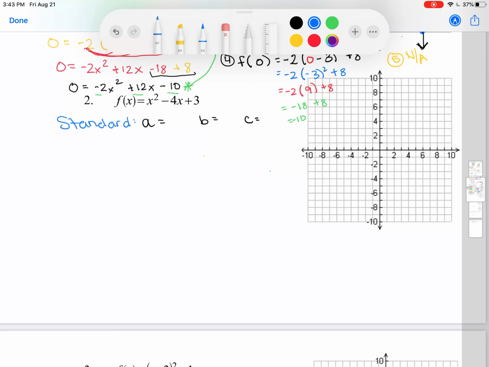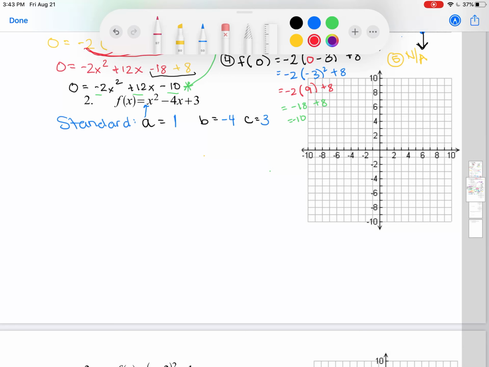With A, B, and C out, let's figure out what those values are. A, again, is the coefficient right in front of your x squared term. In our case, because there's nothing there, it's not 0, it's actually a positive 1. Our B value in front of x is negative 4. And last but not least, our C value at the very end will be a positive 3.